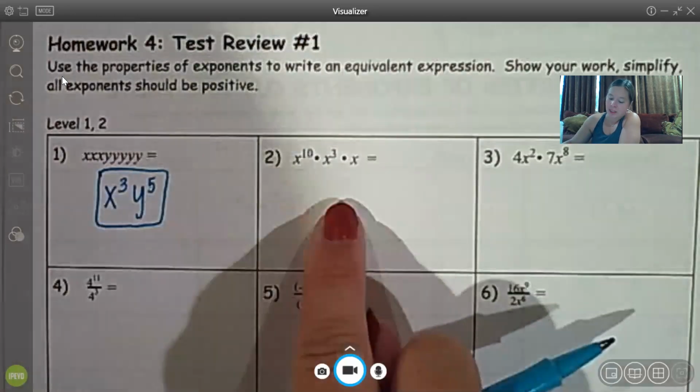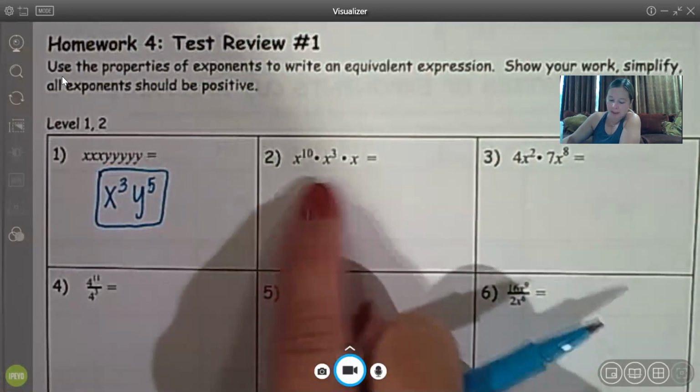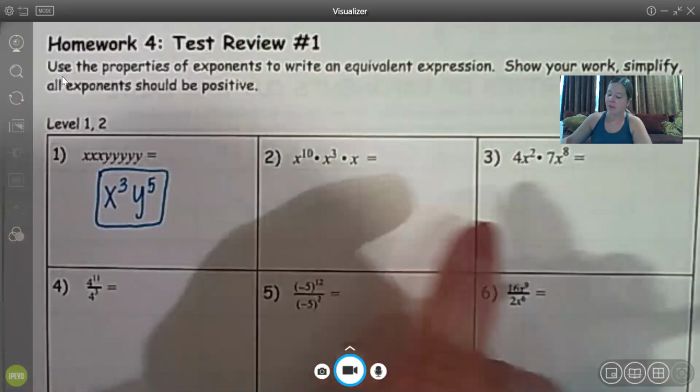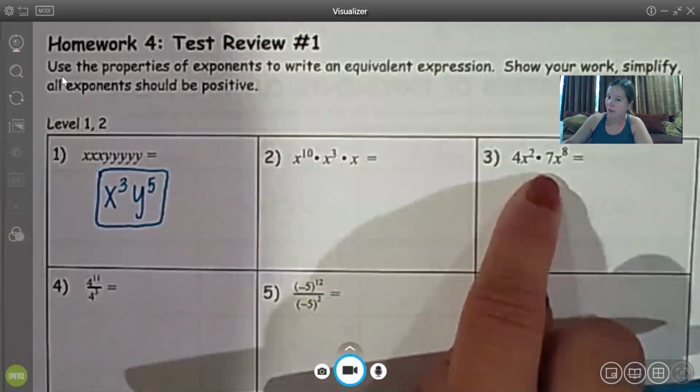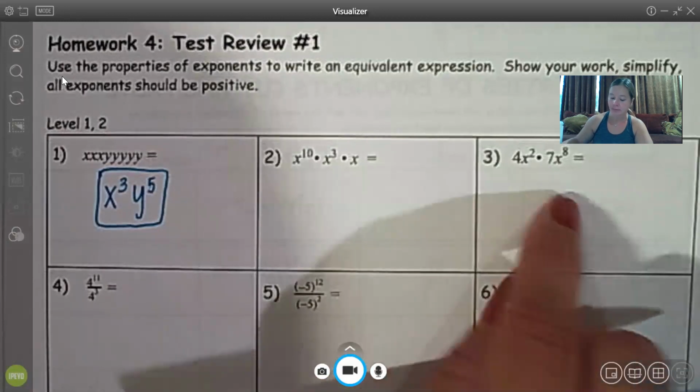Problem 2, we were using exponent rules with multiplying like bases, so we'll need to add our exponents. Problem number 3, don't forget the new rule with the integers out in front of it. If you want to pause it now to do those 2 problems, then go for it.